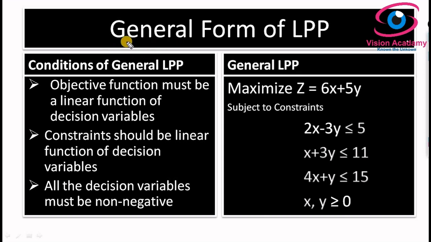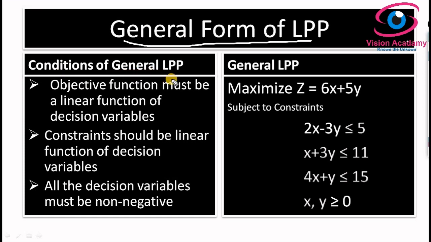Then let us study what the general form of linear programming is. This is a general form of linear programming, which you may have seen in the graphical solution lecture I gave earlier. So here: maximize z equal to 6x plus 5y, subject to the constraint 2x minus 3y lesser than or equal to, and so on. These are constraints, and non-negativity. So this is a typical general form of linear programming.